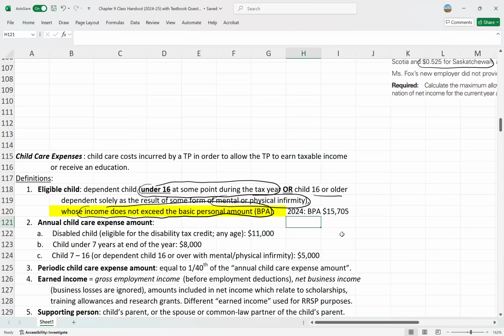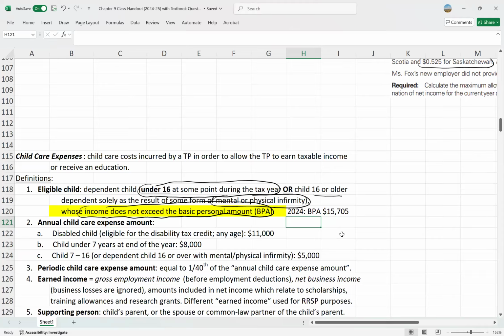So what that sort of means is that if the child is under 16 at some point during the year, but let's say they're 13 years old and they're already making $25,000 a year from part-time jobs during the school year and working full-time during the summer, then they're not going to need childcare because they're working and they're earning all this income. So that's where that income amount comes from: if the child is already making more than the basic personal amount, then they will no longer be an eligible child for childcare expense purposes.